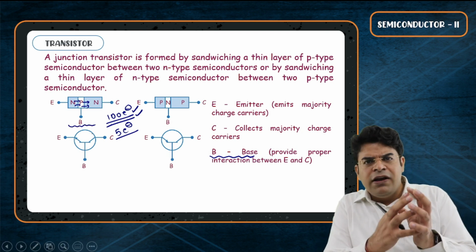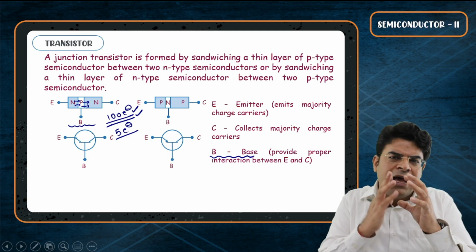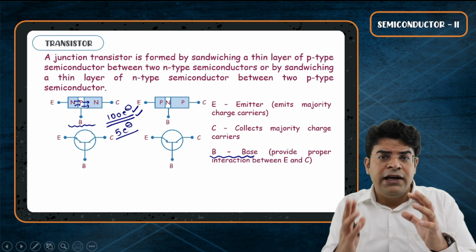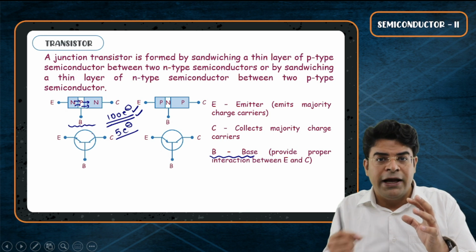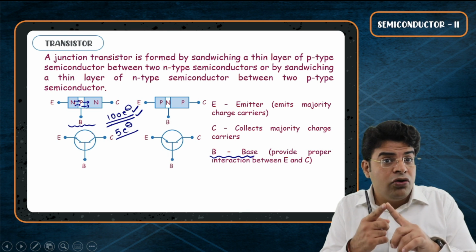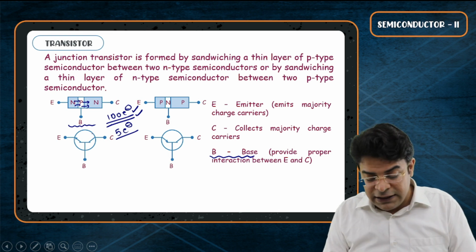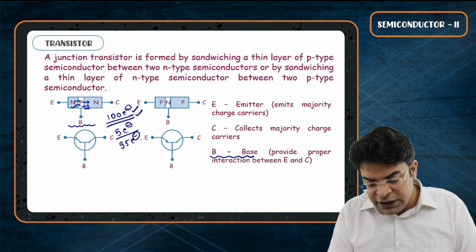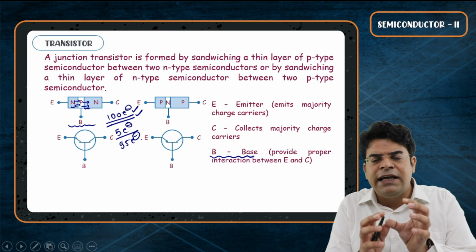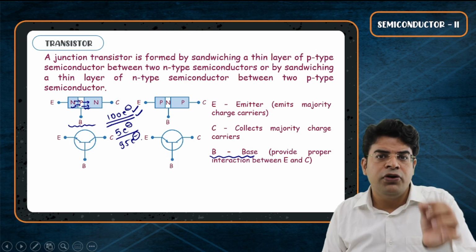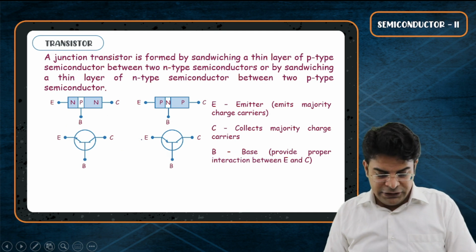The emitter will emit a huge number of electrons, but as soon as these electrons reach the base, they do not find an equal number of holes there to interact with them, to occupy them, because we purposefully keep the base feebly doped as well as thin in size. That's why majority of these electrons keep on moving to the collector, and only very few of the charge carriers emitted by the emitter recombine with the opposite charge carriers present at the base.